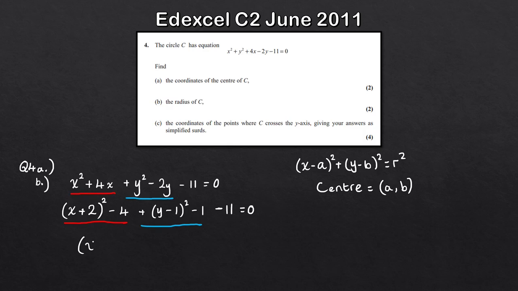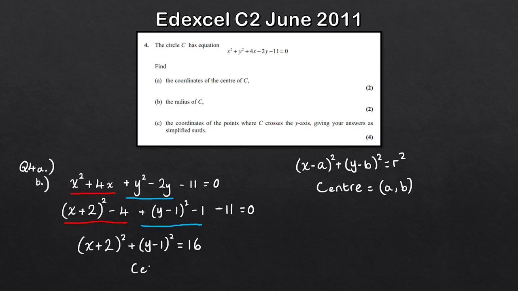I get left with x plus 2 all squared plus y minus 1 all squared is equal to 16. And from here we can clearly see the centre of this circle. Remember we take the opposite sign, so if this is x plus 2, then my x coordinate for the centre is going to be minus 2.